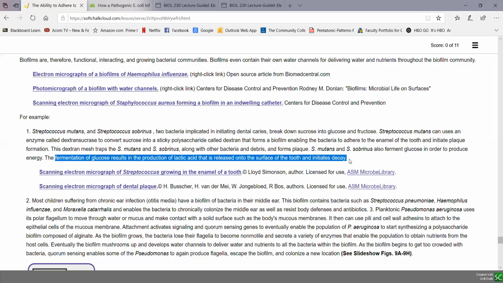So as you see, sugar doesn't cause cavities. Sugar provides the building block for the glycocalyx and biofilm. And as they break down sucrose into glucose, they ferment the glucose from the sugar and secrete the lactic acid that in turn initiates cavity production. So on this electron micrograph, we see Streptococcus growing on the enamel of a tooth.